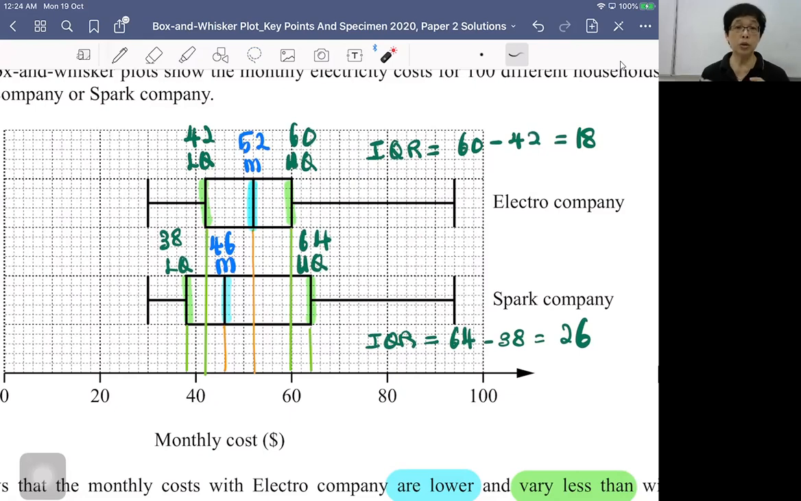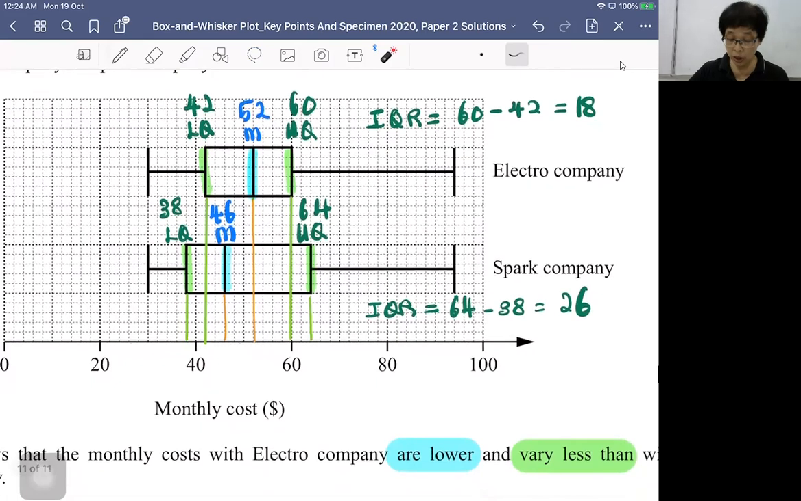All right. Then you do the same observation and notation. The upper quartile for Spark is 64. The lower quartile of the Spark is 38. Then you take these two values and take the upper quartile minus the lower quartile, then you get 26.